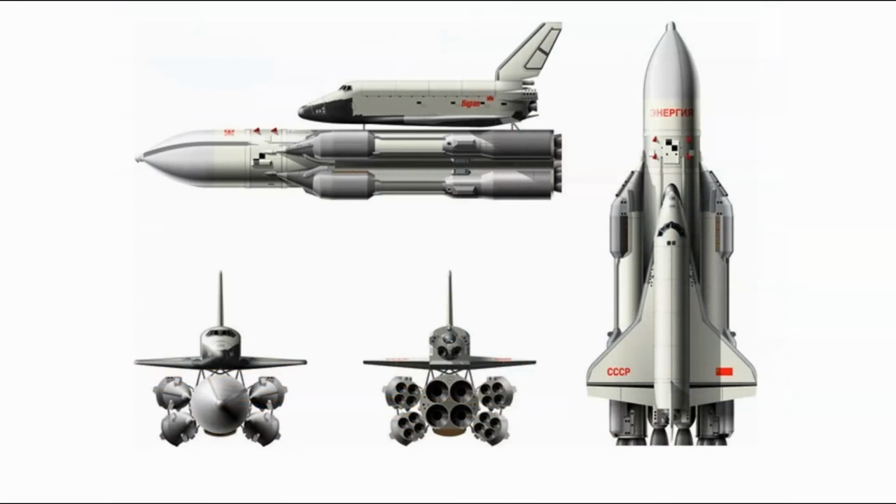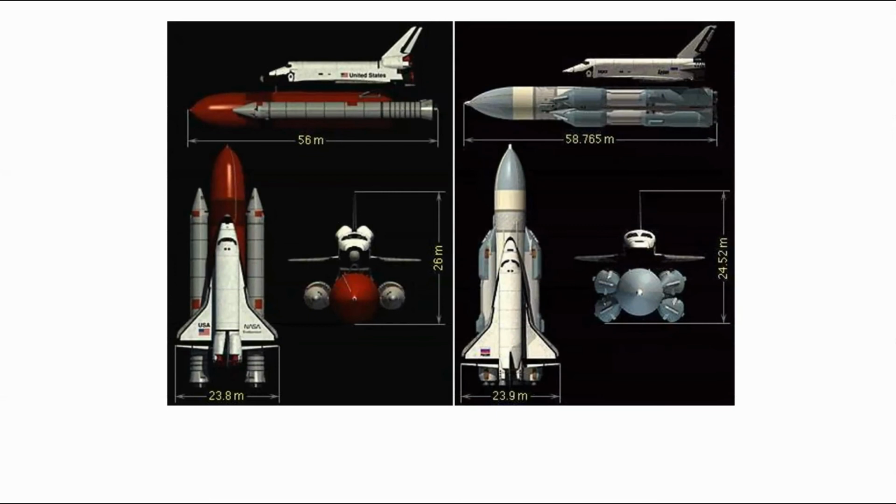Here's a schematic look at the Shuttle Buran. Well, a side-by-side comparison. I kind of enjoy thinking about that late 70s, early 80s, there's definitely espionage going on on both sides of the borders. I mean, look at these details. 23.8 meters, 23.9 meters, 26 meters, 24.5 meters, 56 meters, 58, 59 meters.